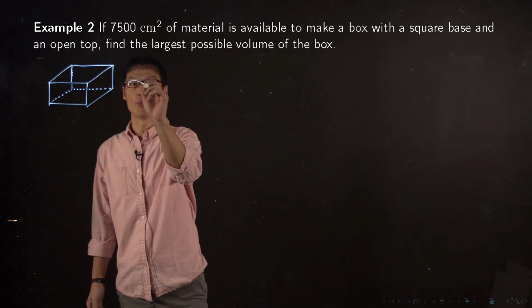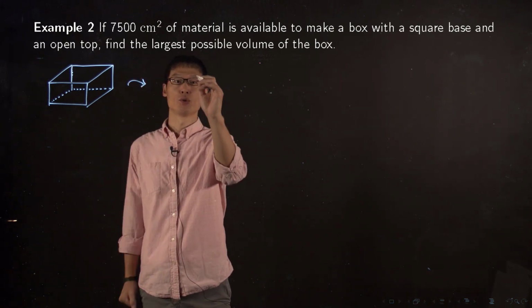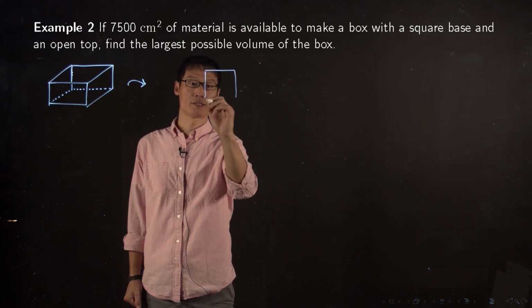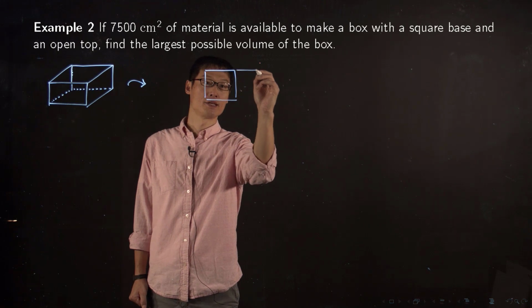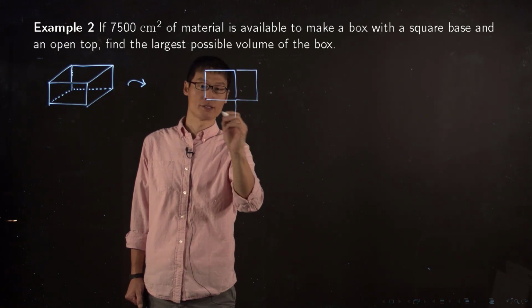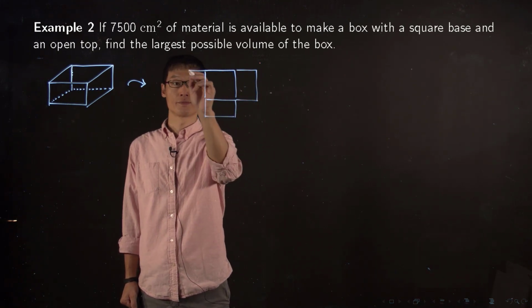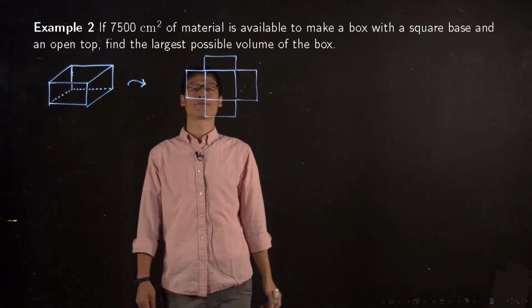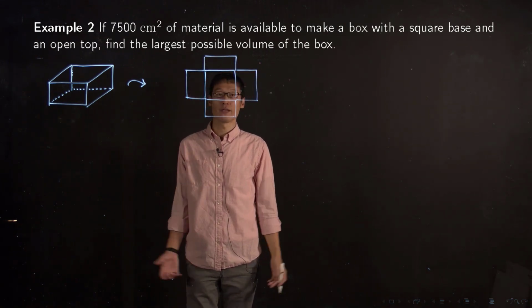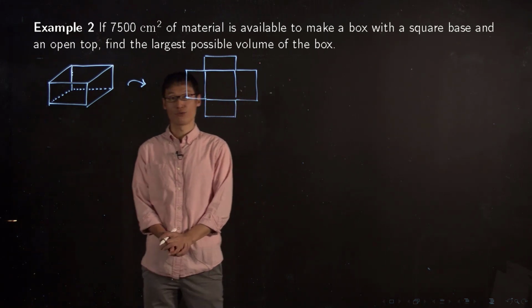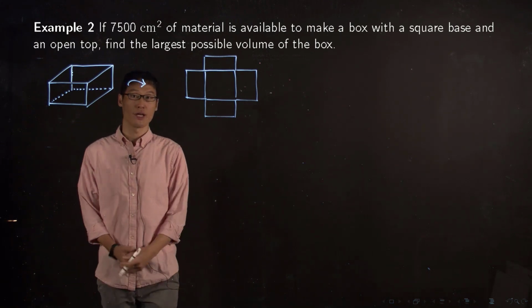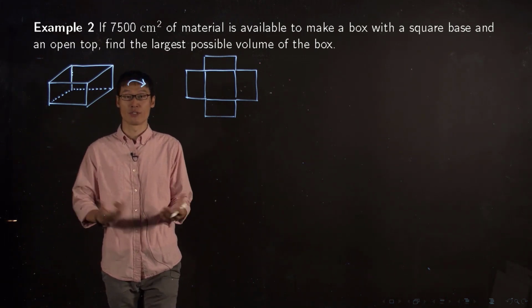So if you open this box, you will get a picture like that: the base, and then 4 sides. Like that. Okay, so in the first step, we read the problem and draw a diagram like this. In the second step, you introduce letters.